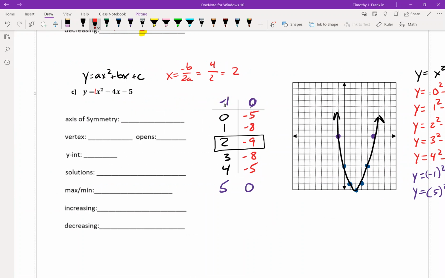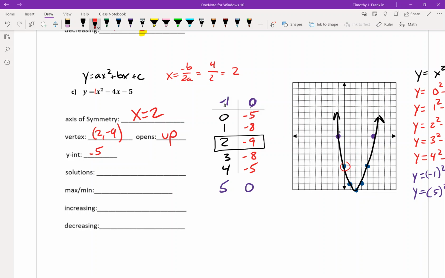Let's go ahead and fill out our information. Axis of symmetry is x equals 2. That's our x value from the vertex, which is the point 2, negative 9, right in the middle of our graph. This graph opens up. The y-intercept is negative 5. It's where it crosses the y-axis right here.